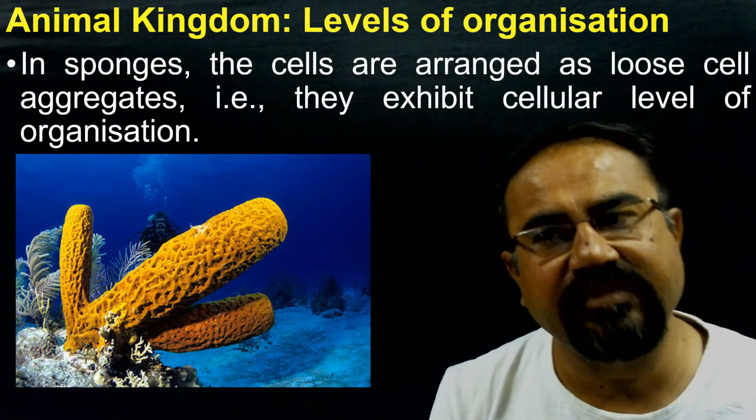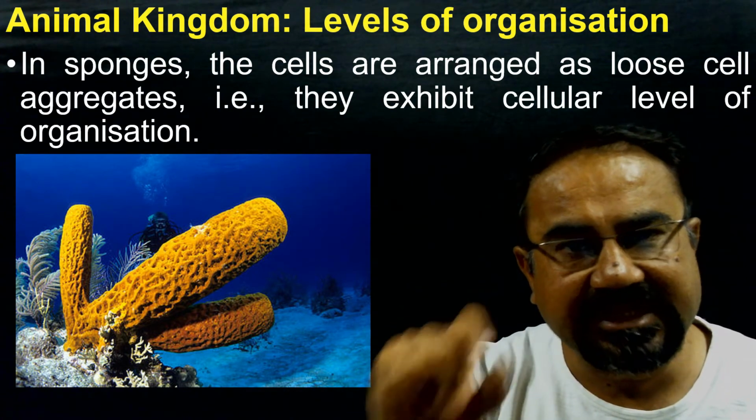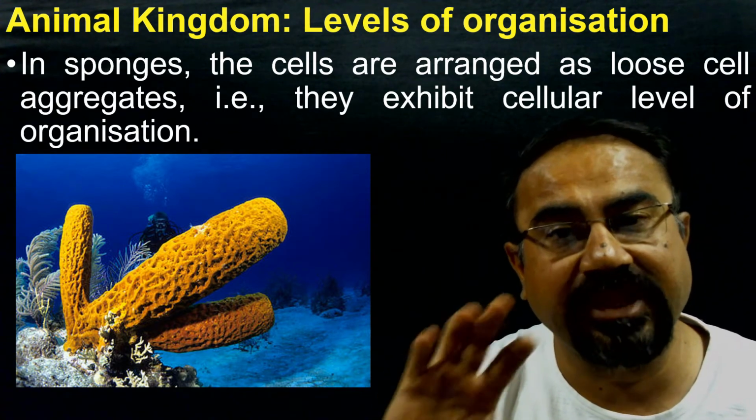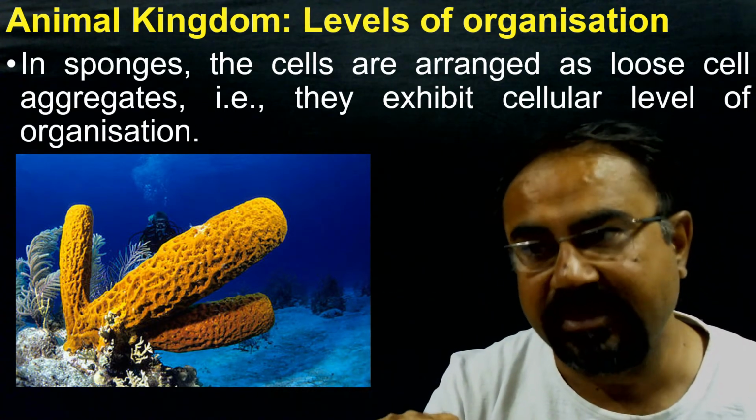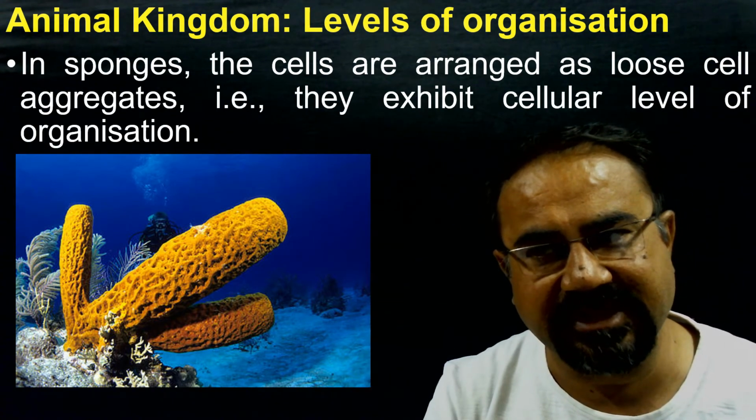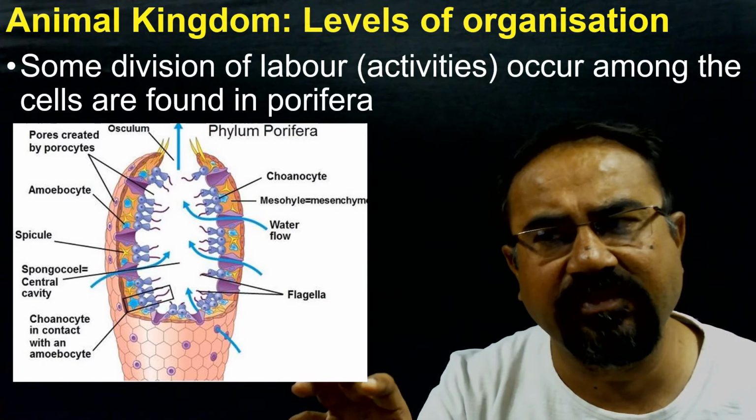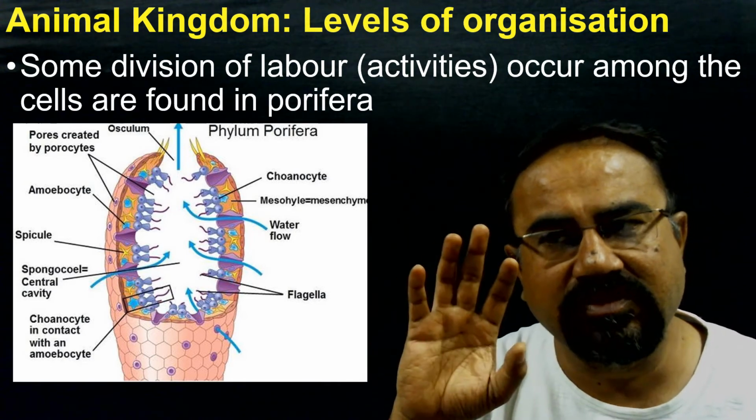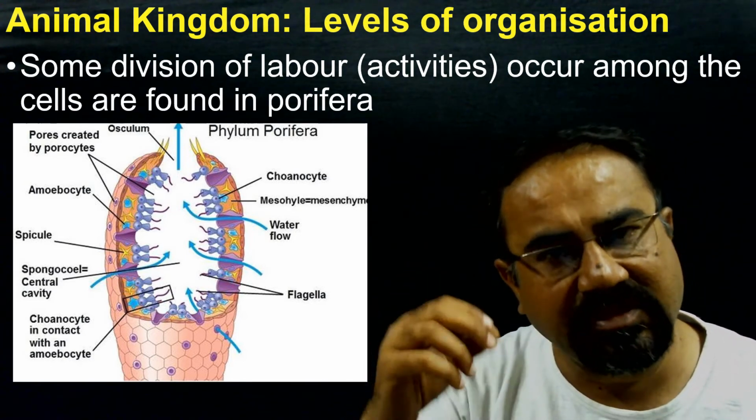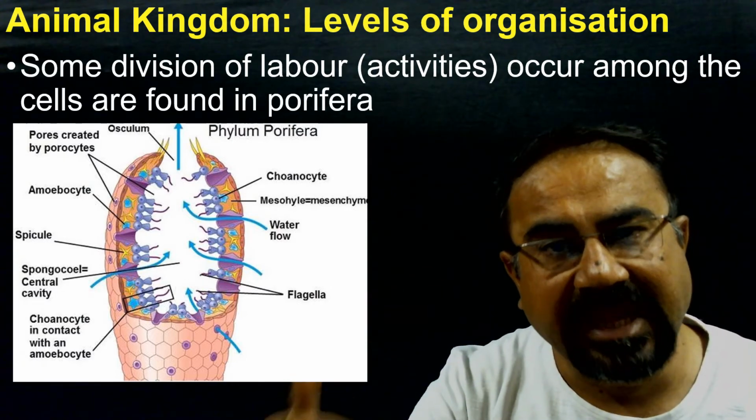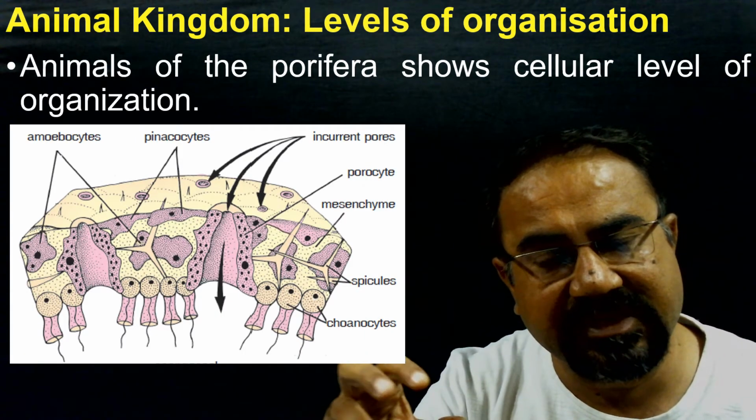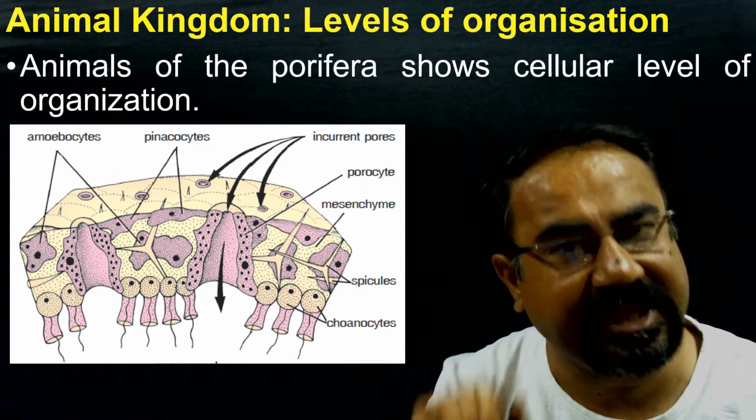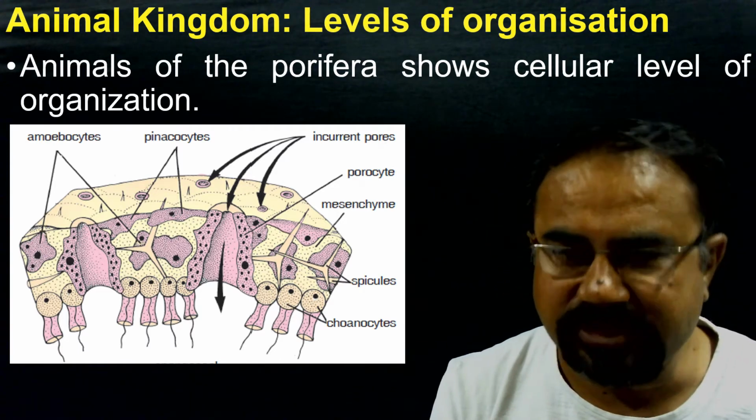The sponges, the Porifera members, have an arrangement of loose cells. Cells are aggregated there and they are not showing any kind of division of labor. So here the cellular level organization is there. There is a little bit of division of labor, but not exactly tissue-like structure. All cells are doing their own work, and that kind of organization where each and every cell has its own work is known as cellular level organization, which is there in the Porifera, I mean the sponges.